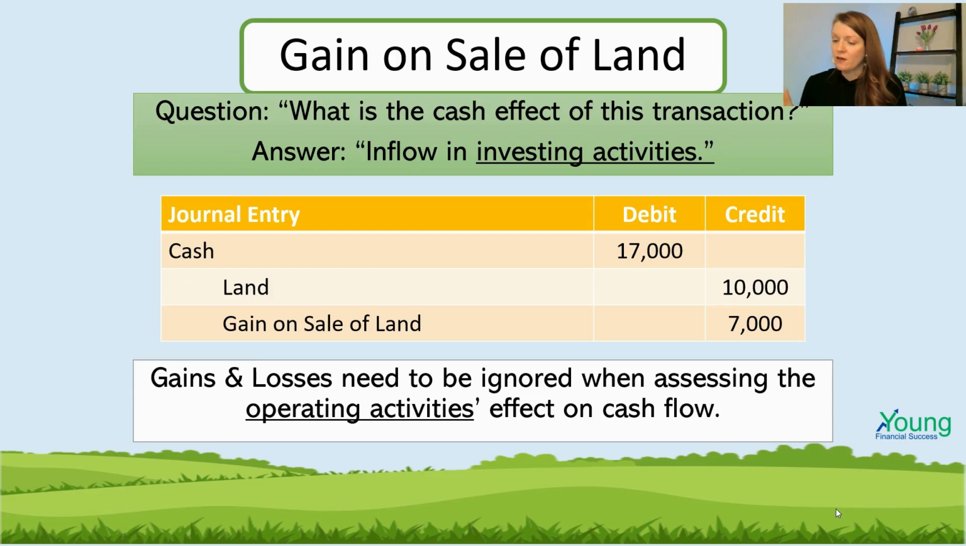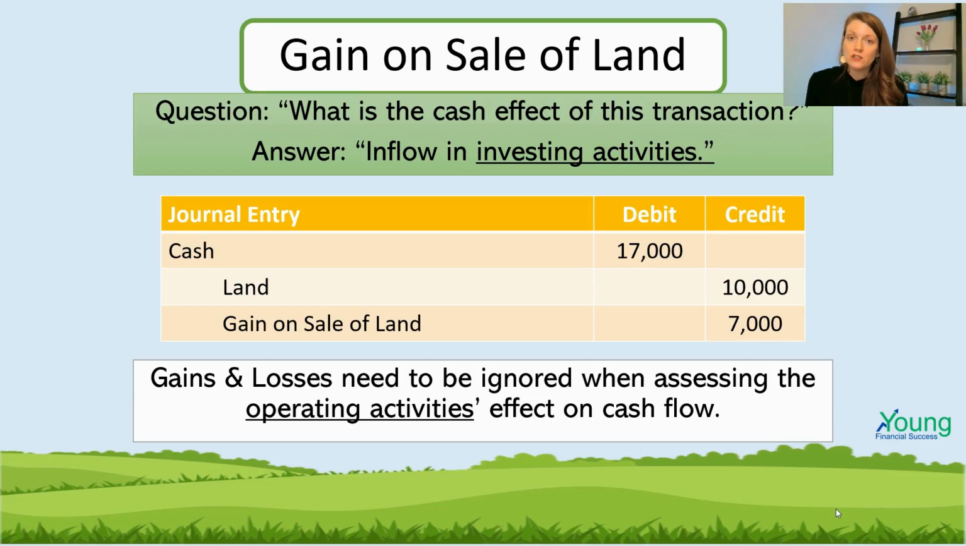Whether there's a gain or a loss, all of that gets worked out in the investing activities because at some point we paid $10,000 cash for this. Now we've got $17,000 coming in. We automatically are going to be recognizing that $7,000 gain in the investing activities. Don't put it in the operating activities.